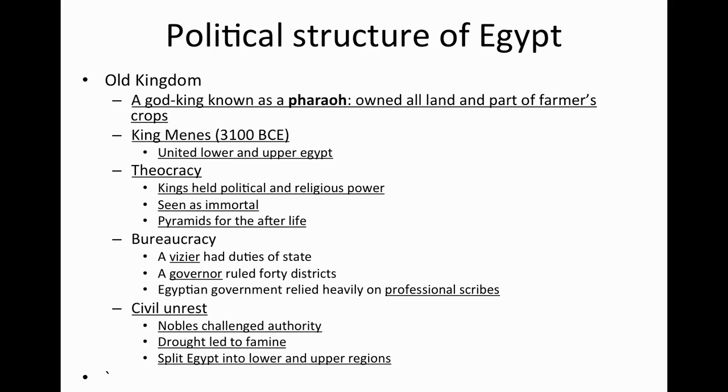Governors would rule districts. Governments relied heavily on scribes, so there are those government positions. There was a lot of civil unrest early on, but I wouldn't worry too much about that. One of the first kings is King Menes, but again, I would focus more on the fact that Egypt was a theocracy, and it was a fairly large centralized government with different offices and positions like governors, viziers, and scribes. And the pharaoh was atop the political structure.